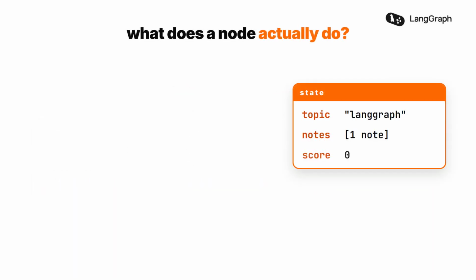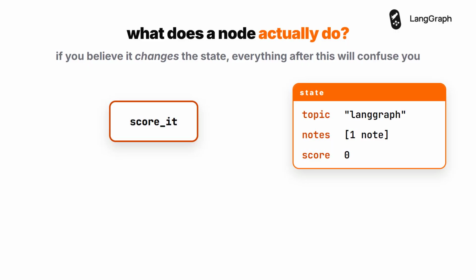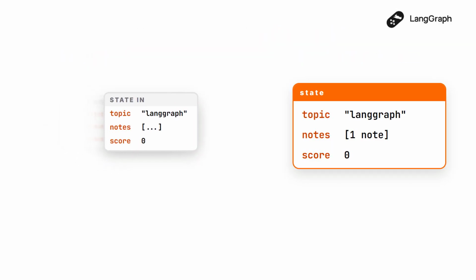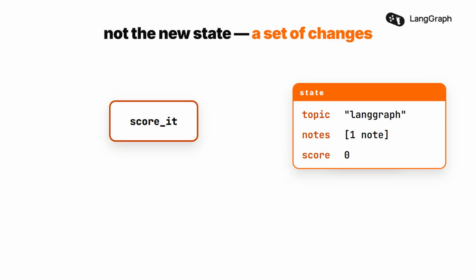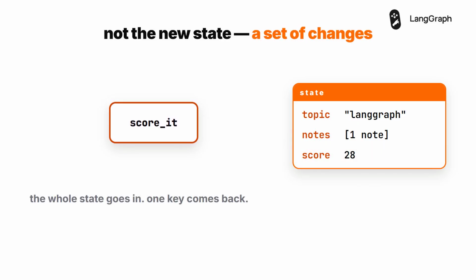Before we fix anything, we need to be precise about what a node actually does, because if you believe a node changes the state, everything after this will confuse you. A node receives the current state. It returns a dictionary. That dictionary is not the new state. It is a patch, a set of changes, and LangGraph applies it for you.